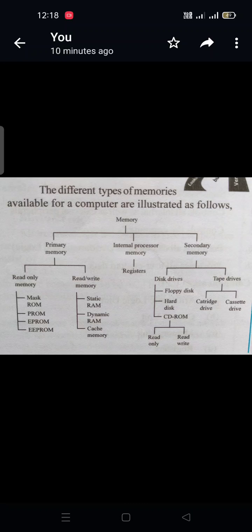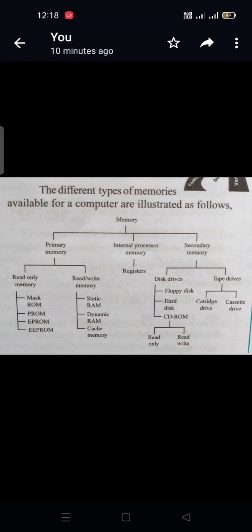So as these are revision classes, we will learn about the memory in a computer. It means a memory hierarchy we can call it. So basically computer memory is classified into three types: primary memory, internal processor memory and secondary memory. Primary memory is classified into two types.